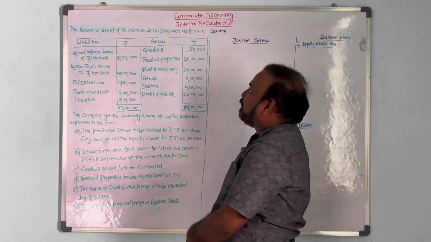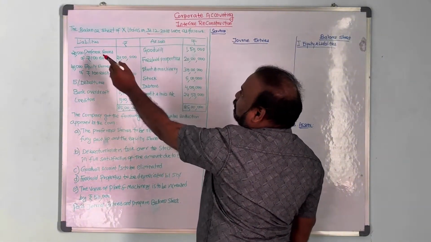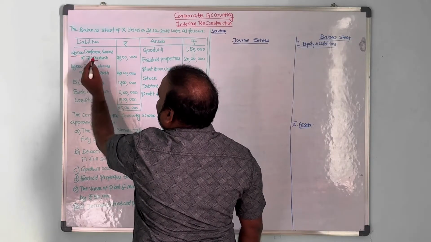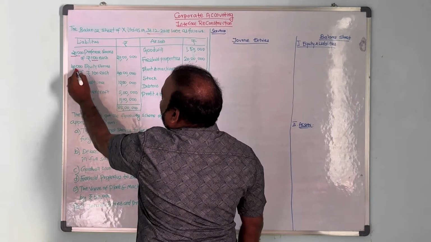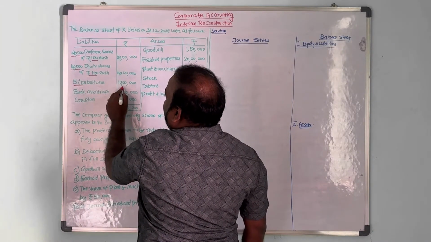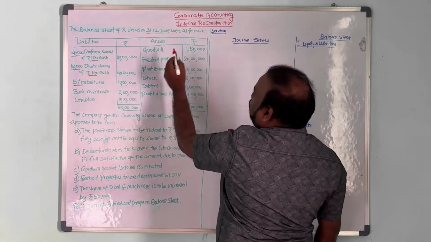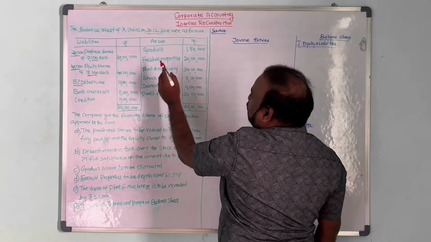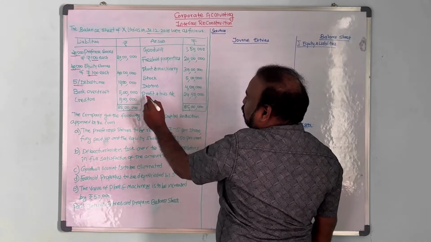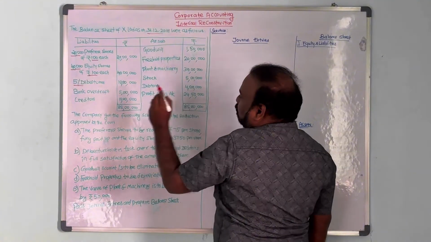The balance sheet of X Limited as on 31/12/2018 was as follows. Liabilities: 20,000 preference shares of 100 each, 20 lakh; 40,000 equity shares of 100 each, 40 lakh; 5% debenture 10 lakh; bank overdraft 5 lakh; creditors 10 lakh. Assets: goodwill 1,50,000, freehold properties 20 lakh, plant and machinery 30 lakh, stock 5 lakh, debtors 4 lakh, profit and loss account 24 lakh 50,000. The balance sheet total is 85 lakhs.